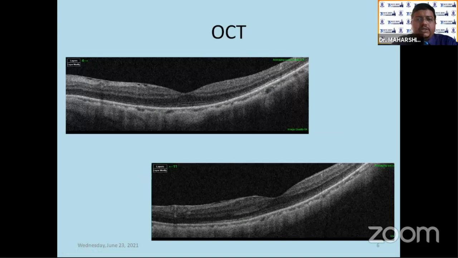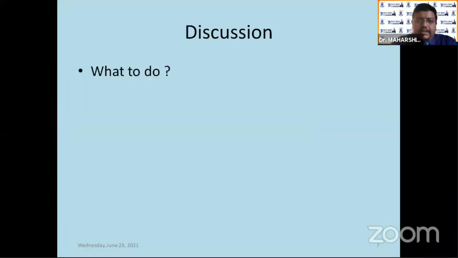Now, when we got the OCT done, you can see that there is a clear, distinct membrane which can be seen on the left side of the foveal depression in the upper picture. A straight line can be seen overlying the ILM, or overlying the inner retina, and the same in the other section of the image also. So this is one case.